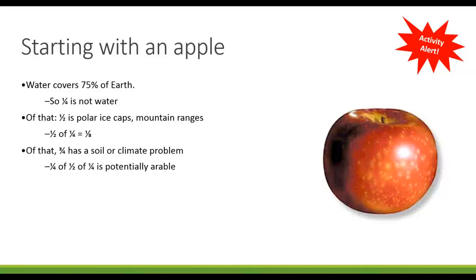Of the eighth that's left, 3/4 of it is too hot, too cold, too wet, too dry, too steep, or too shallow to be used for growing crops. That leaves us with a fourth of a half of a fourth, so 1/32 of the Earth's surface is usable for growing crops or for agriculture. And this word arable, that's what that word means. It means it's usable for agricultural purposes.